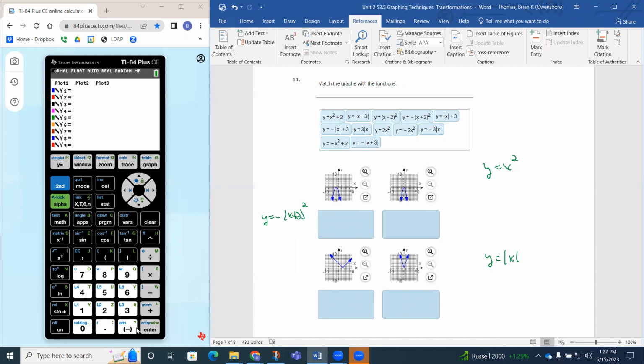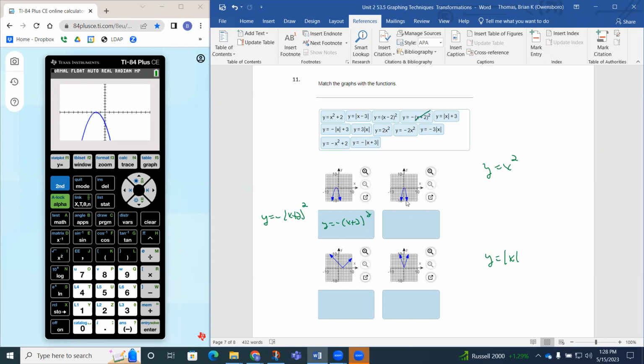That should make the graph flip upside down and move to the left 2. So if I double check that, in negative and then in parentheses, this x plus 2, close that parenthesis and square it. If I graph that, yeah, that kind of mirrors the first one there. So y equals the opposite of x plus 2 squared. So it looks like this one here would drag down.